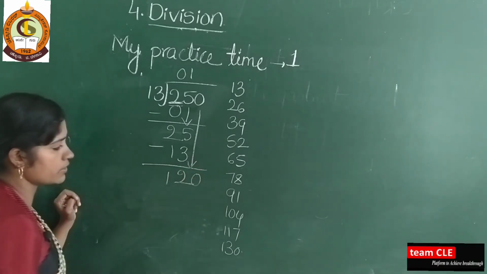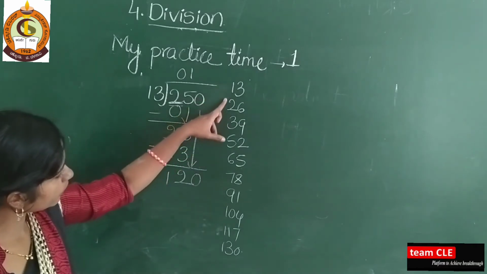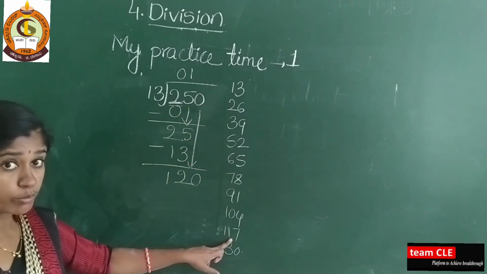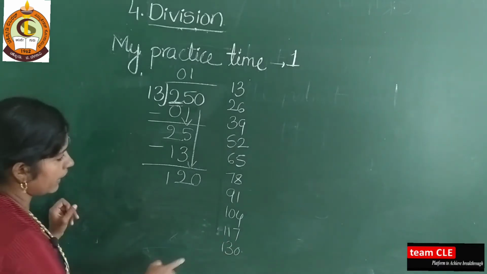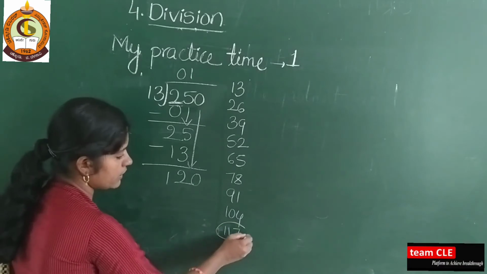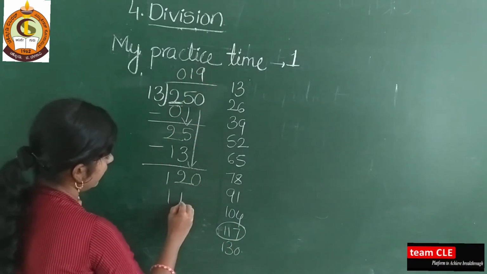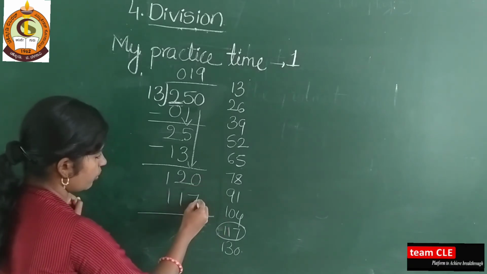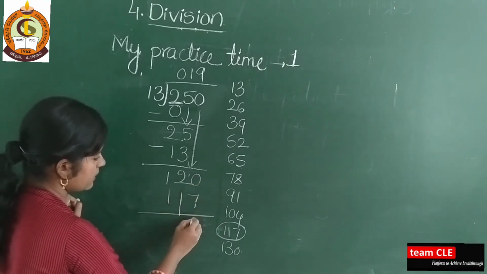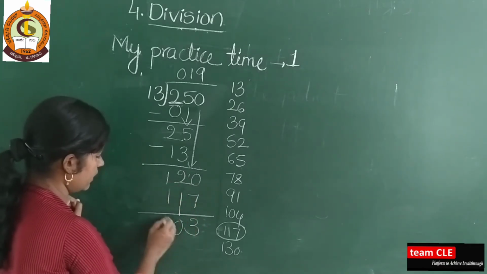Now how much is it? 120. So less than 120, which number is there? 117. How much? 13 9s are 117. I can't take 130 because this is 120 and that is 130, so I will take 13 9s are 117. 0 minus 7 not possible, take carry, it becomes 10. 10 minus 7 is 3, 2 minus 2 is 0, 1 minus 1 is 0.